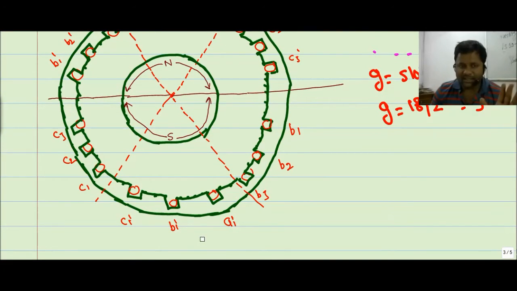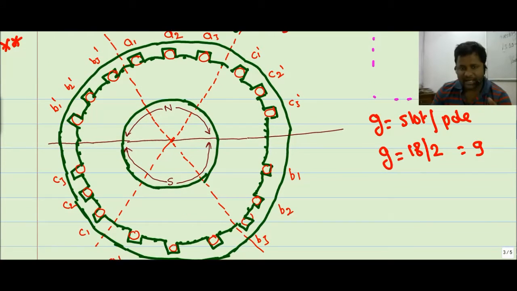I think I should correct it. This is not that, this is A1 dash. This is basically A2 dash. This is A3 dash. It is right. Similarly B1 dash, B2 and B2 dash, B3 and B3 dash, C1 and C1 dash, C2 and C2 dash.